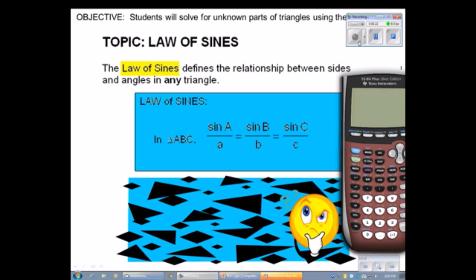There's the rule in the little box, and you've got these capital letters and these lowercase letters. So let me first begin by explaining how those work. We normally use capital letters to represent the angles. And then what we're going to do is use a lowercase letter to represent the length of the side across from that particular angle. So little a represents the side across from angle A, and so on.